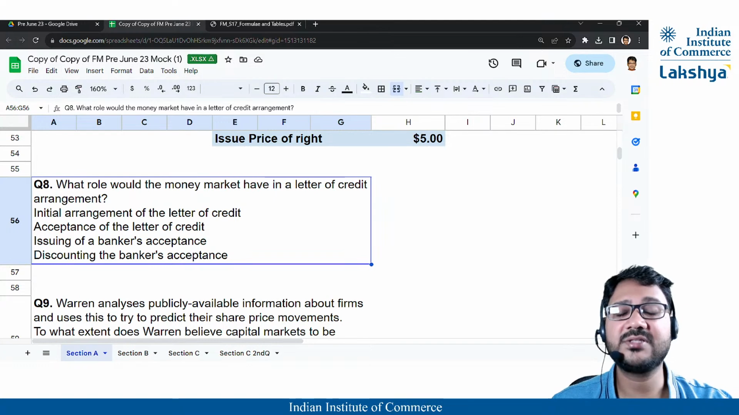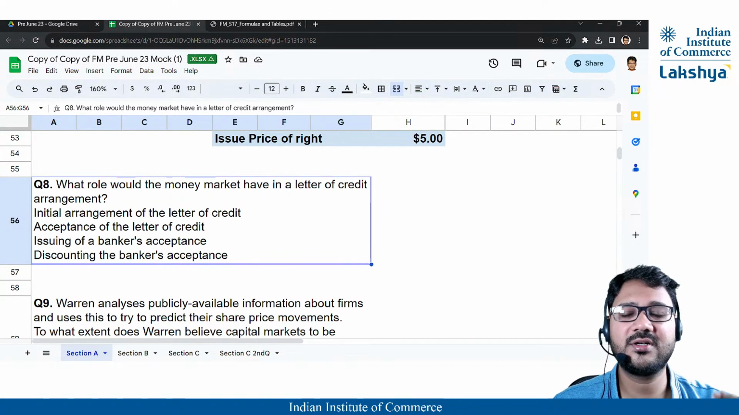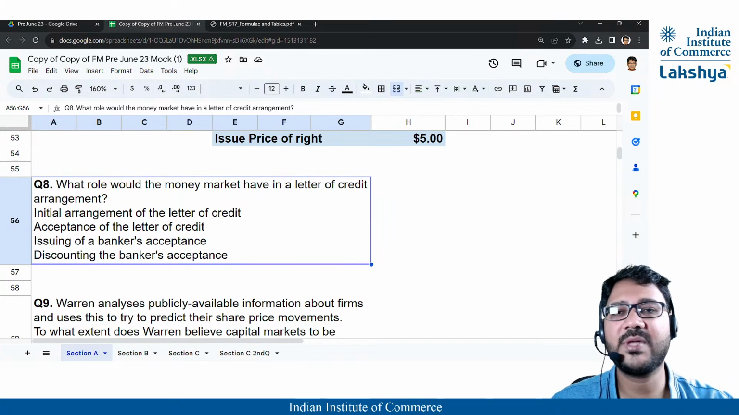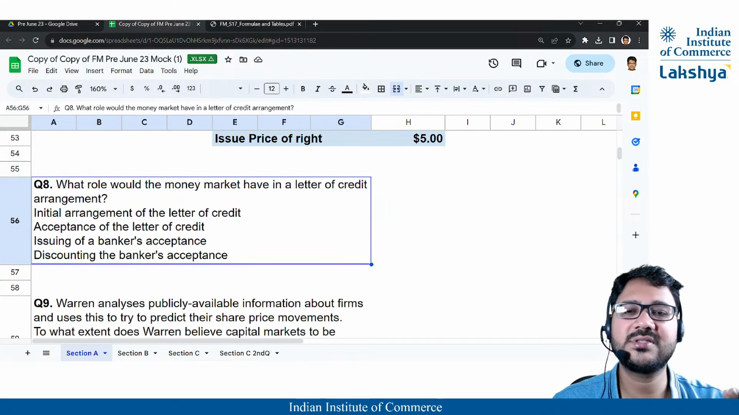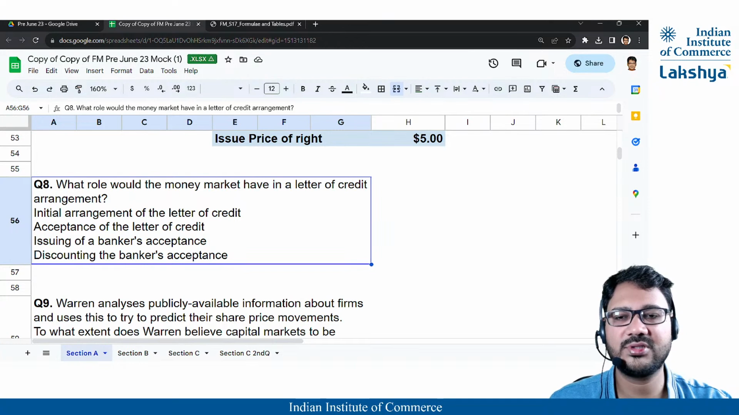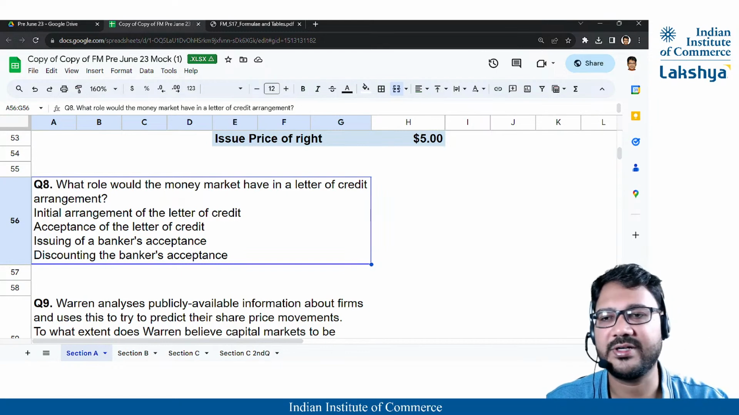Now, this acceptance is a guarantee of paying the money after, say, 3 months. That was mentioned in the contract. If you want money today, you can discount this contract and get money today. So this is a little bit about letter of credit.